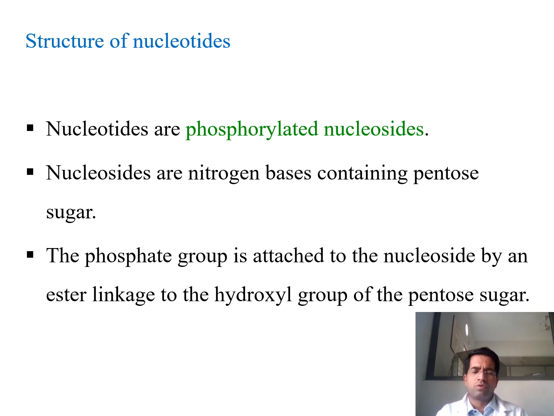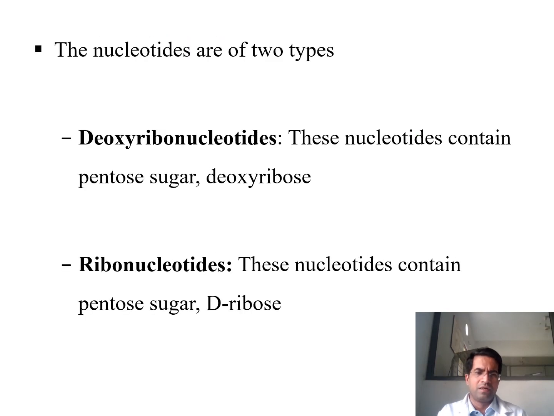I have told you nucleotides are nothing but phosphorylated nucleosides. Nucleosides contain a nitrogenous base and a pentose sugar, and in nucleotides, one more phosphate group is added. That's all. Depending on the number of phosphate groups, nucleotides are called mononucleotide, dinucleotide, or trinucleotide. And nucleotides are of two types: deoxyribonucleotide and ribonucleotide.